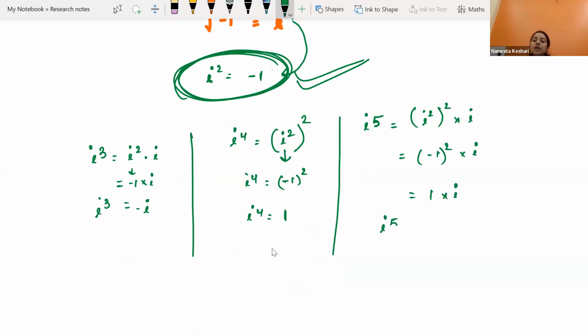So i to the power 5 किसके इक्वल है? i के इक्वल है. ठीक है, अगर ये प्रोसेस समझ में आ रहा है तो हम लोग क्वेश्चन सॉल्व करेंगे. Let's try solving a few questions.